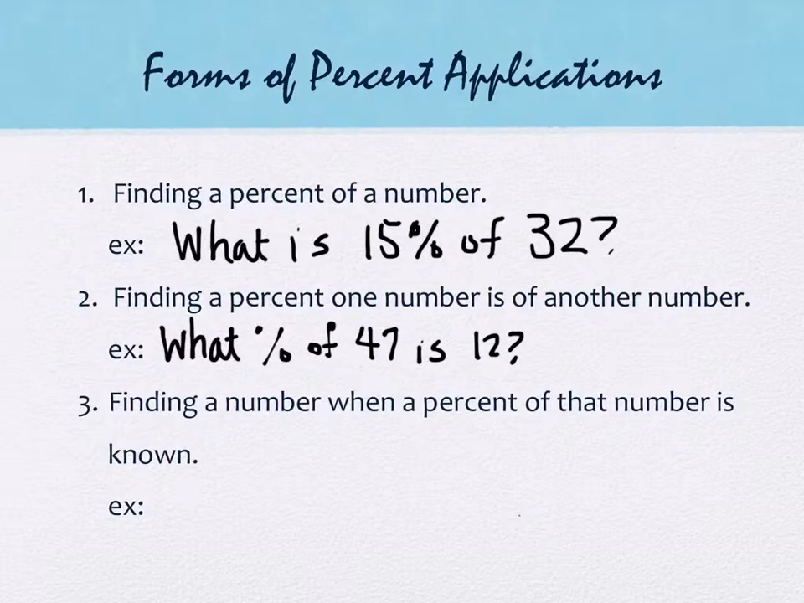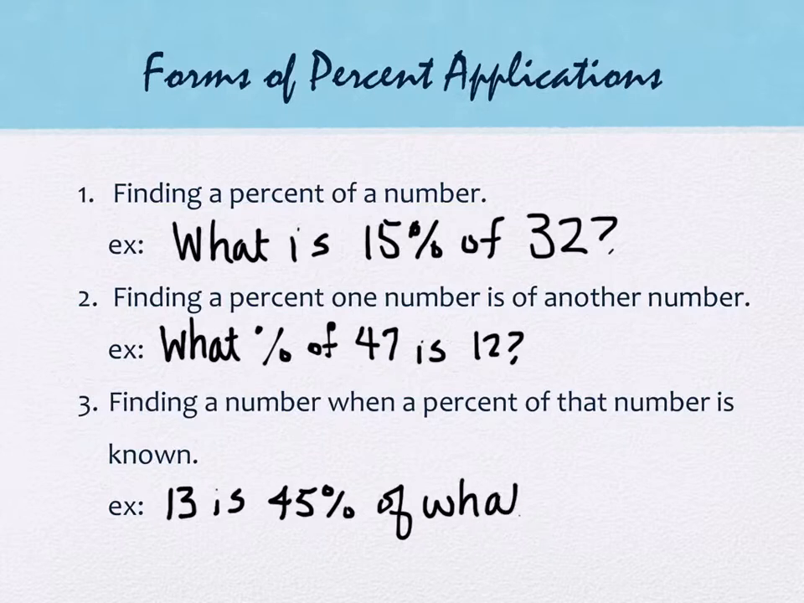All right, model number three, or form number three. Finding a number when a percent of that number is known. So something like this: 13 is 45% of what number?